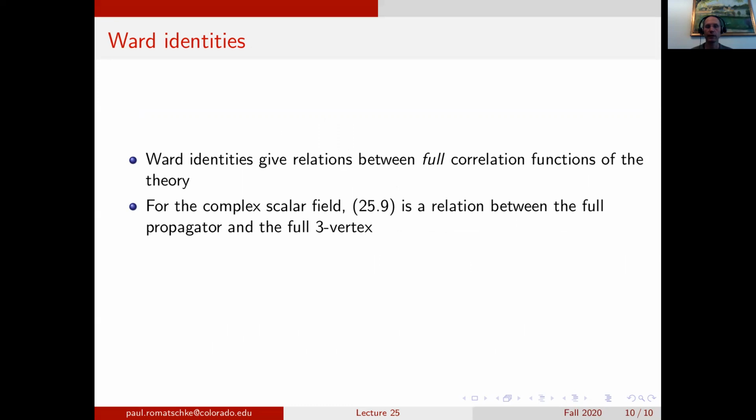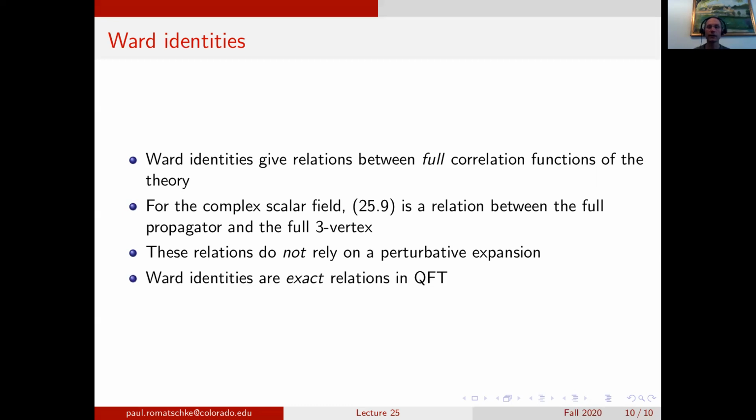For the complex scalar field, the Ward identity that we derived is a relation between the full propagators, the difference between 2 full propagators on the right-hand side, and the full 3 vertex. These are relations of the full correlation functions, and as such, they are not perturbative expansions. We have never talked about expansions in a small coupling parameter, so these are results that are exact relations in quantum field theory.